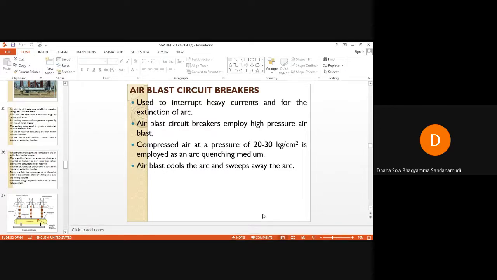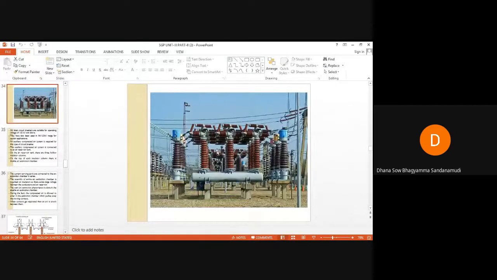So we can call this air blast circuit breaker a compressed air circuit breaker. A high pressure air blast will cool the arc and sweep away the ionized particles within the circuit breaker contacts. So you can see an image here. This is an air blast circuit breaker.